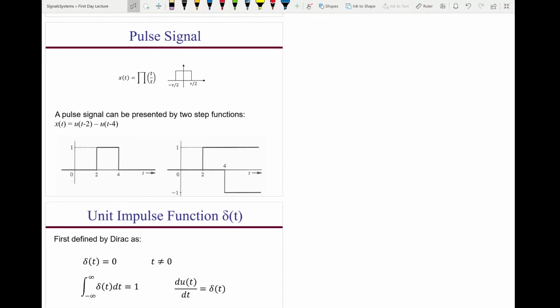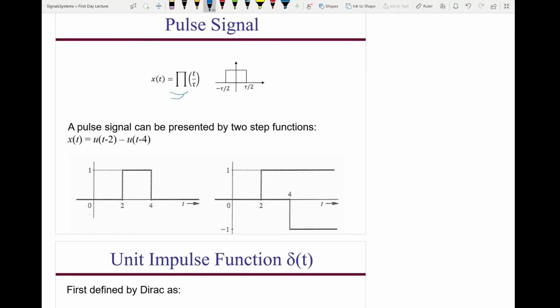Now a pulse signal, this is simple. It looks like pi of t over tau. Now the denominator of t is tau. That tau tells you the width of the pulse. And the pulse is centered around 0, unless this t is something like t minus 3, which means you shift it 3 units, so it will be centered around 3. But right now you can think of this t as if it's t minus 0. So it's centered around 0. And the amplitude here, if I'm not writing anything, means the amplitude is 1. So that is the symbol for a pulse of width tau, centered around t equals 0, and that's the plot.